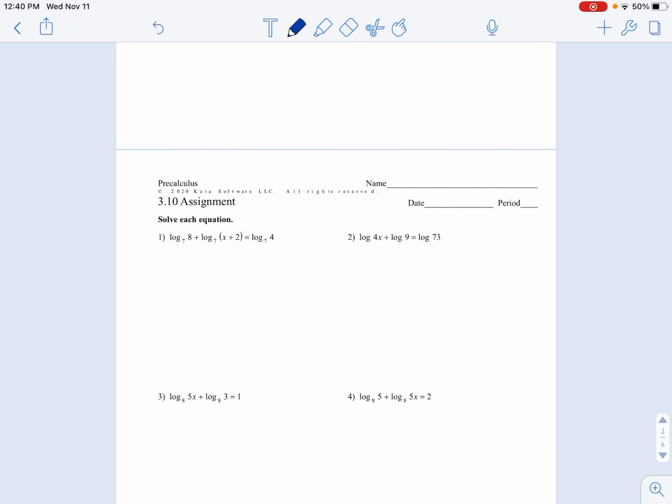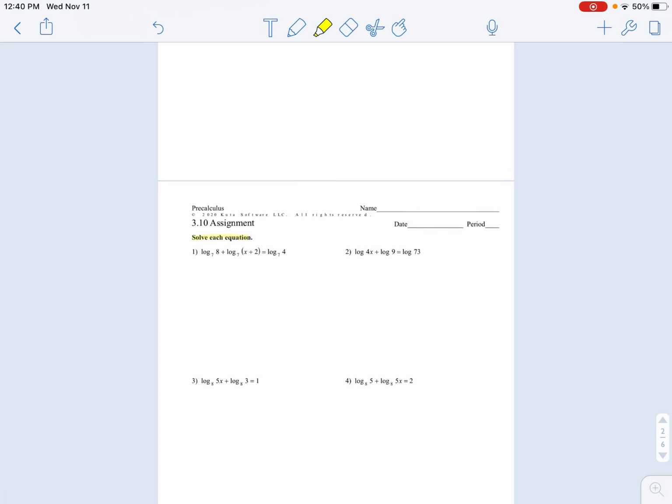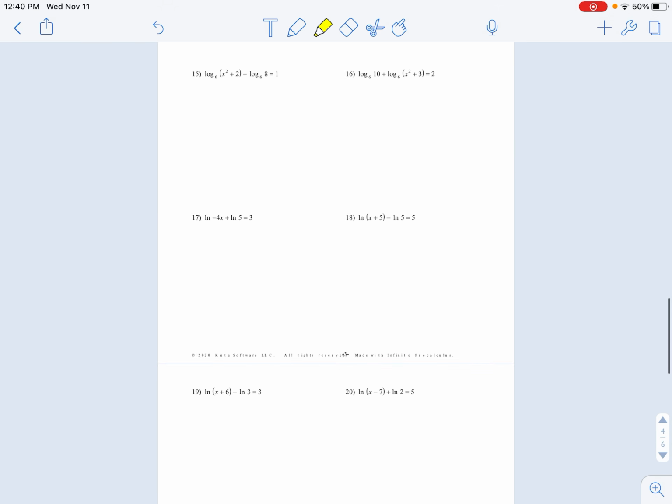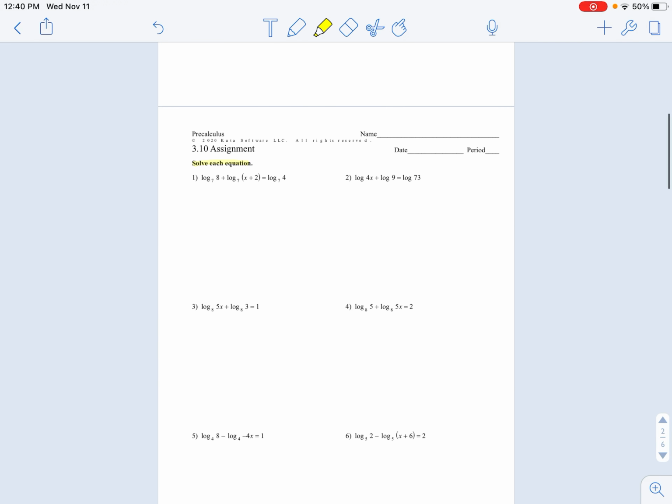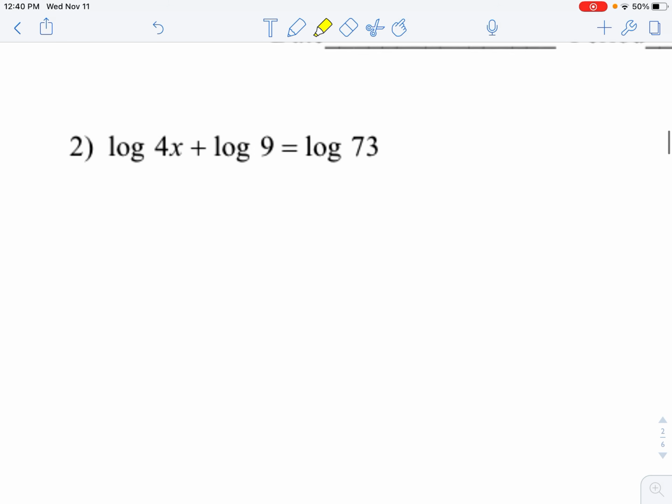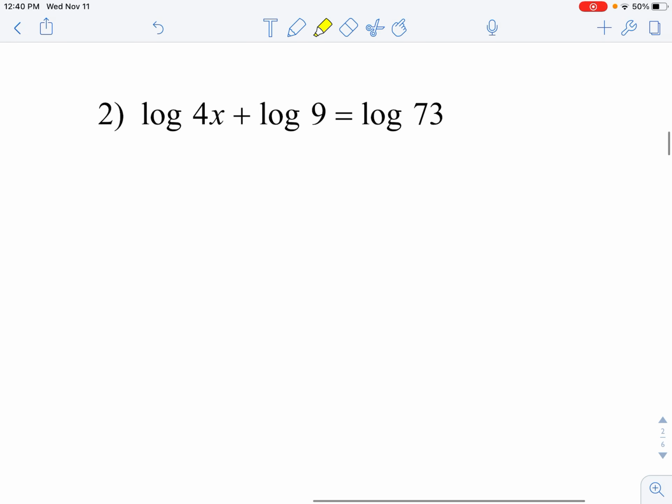So the directions are simple. Solve each equation. I'm just going to go through and use examples. I'll do the evens like always. I'll ask you to do the odds, and that should be about all it takes. So here we go. Number 2.